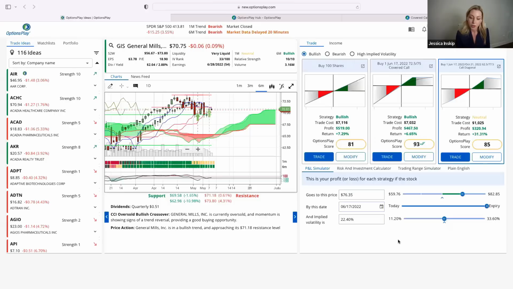All right. There we go. So I think this is a valuable tool just to explain the differences of it. So your possible return with the covered call, your possible return with the poor man's covered call.